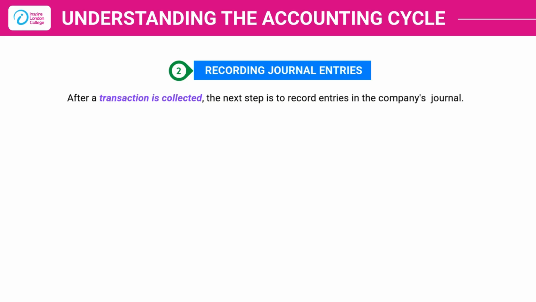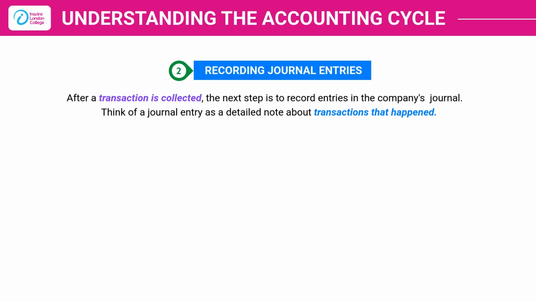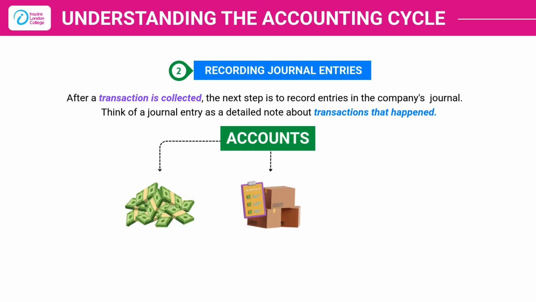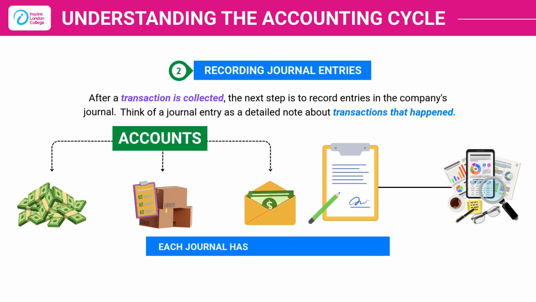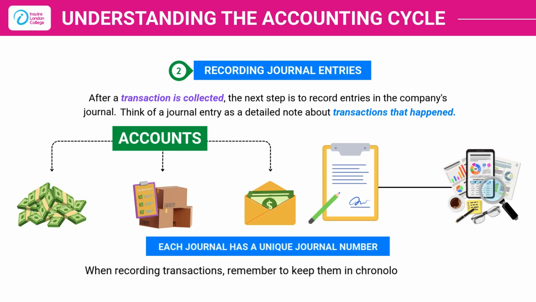Recording journal entries. After a transaction is collected, the next step is to record entries in the company's journal. Think of a journal entry as a detailed note about transactions that happened. It uses accounts, which are categories like cash, inventory, or salaries, to record the impact on a business's financial image. Each journal has a unique journal number. When recording transactions, remember to keep them in chronological order.